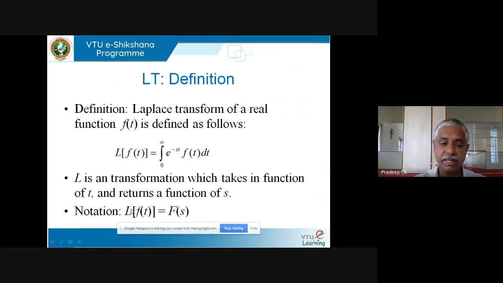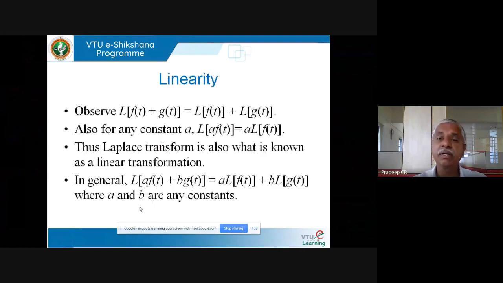Notation is this: L of small f(t) is capital F(s). This is the standard notation. We use this all through this course. So note, we said it's similar to what you did with differentiation and integration, very similar notations. Why? Because it satisfies very similar properties, and the important one for us is linearity.